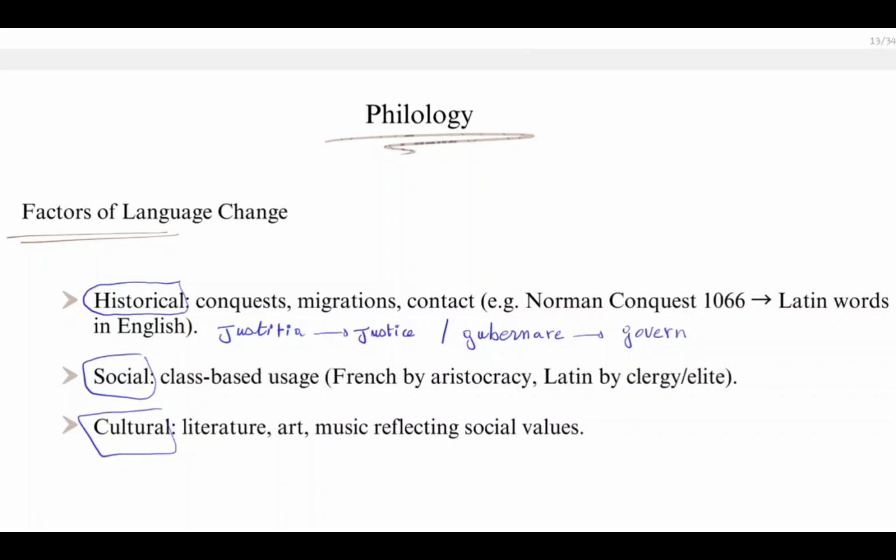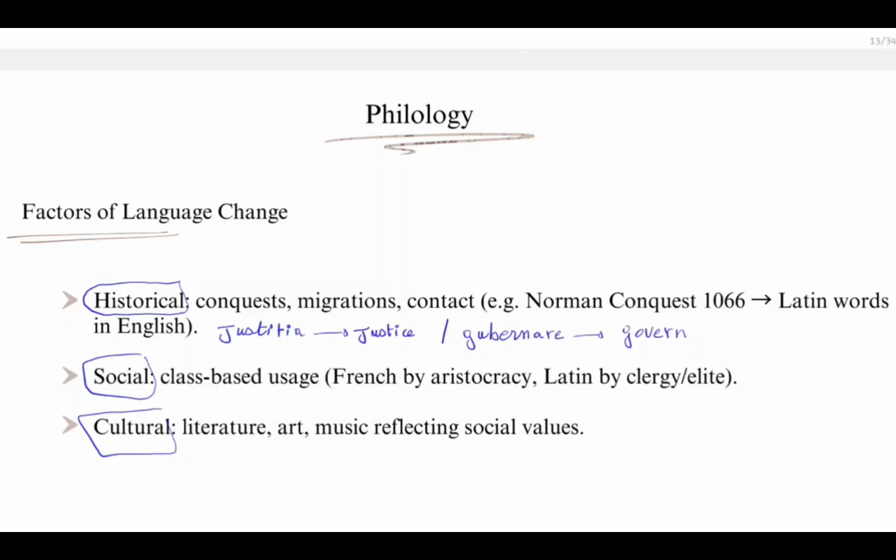A good example of this is the Norman conquest in 1066, as a result of which we have Latin words in English, like for instance, justitia, justice, or gubernor, govern. The social factor is also here, where we have class-based usage, like French by aristocracy and Latin by clergy or elite.